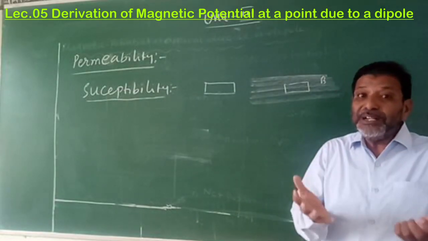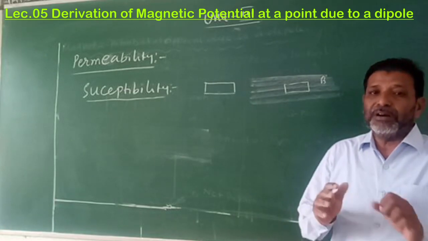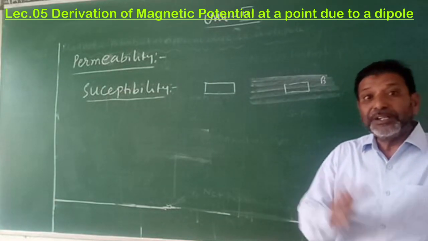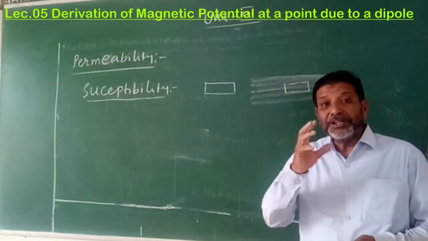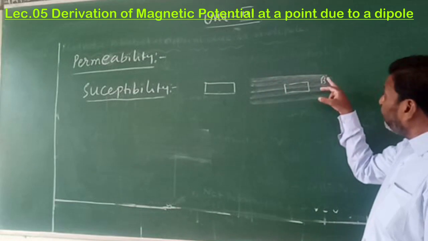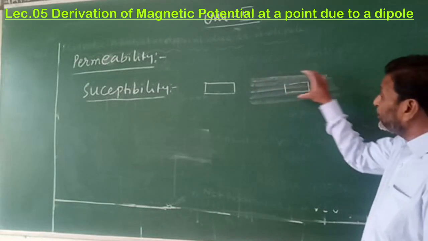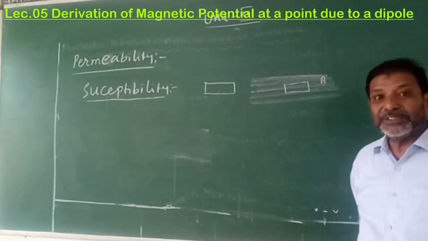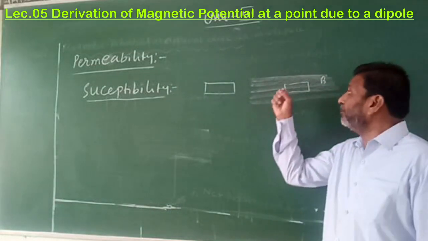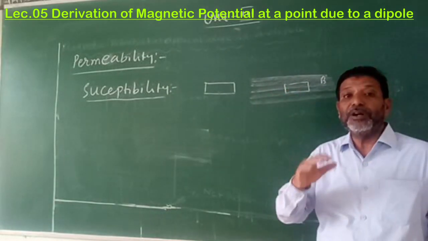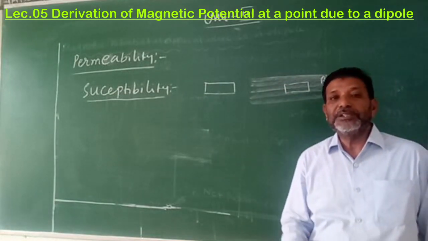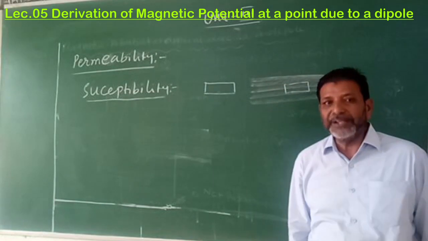Whether it is completely or partially converted into a magnet depends upon one thing: the applied magnetic field. How much magnetic field you apply. If you apply more magnetic field, then this material is converted more into a magnet, or we use the word magnetized. Magnetized means what?